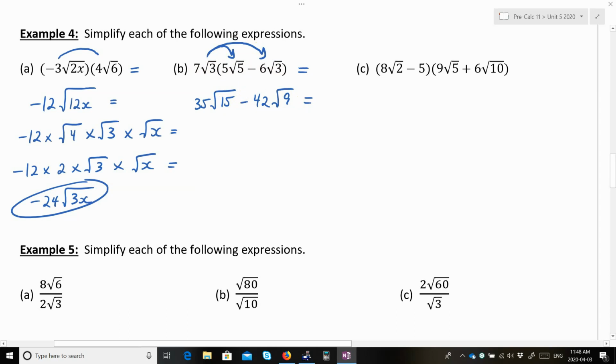And see if we can simplify things from there. 15 doesn't have any perfect square factors. The only perfect squares lower than 15 would be 9 and 4, and they don't go in evenly. Minus 42 times the square root of 9 is actually 3. So that simplifies like so. So we end up with 35 root 15 minus 42 times 3, which is 126. And there's our final answer.